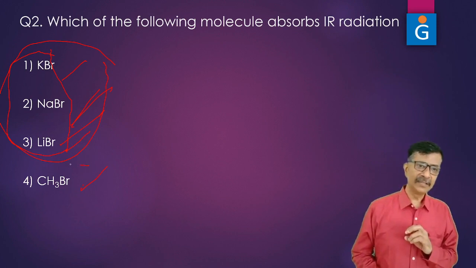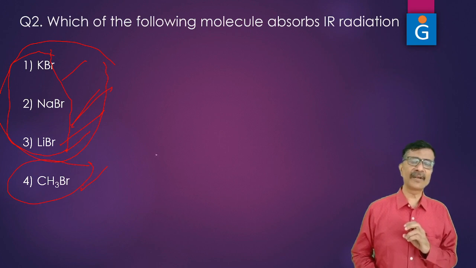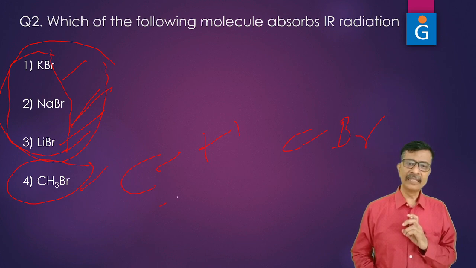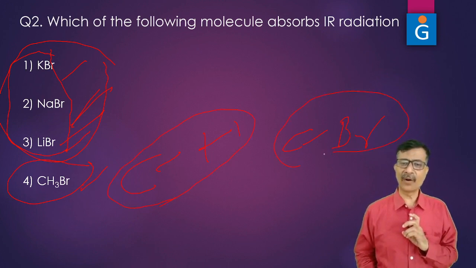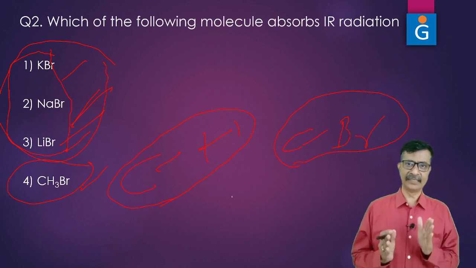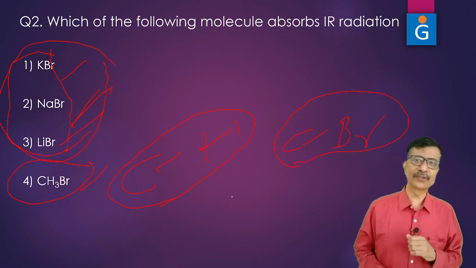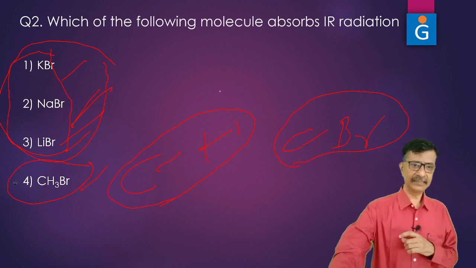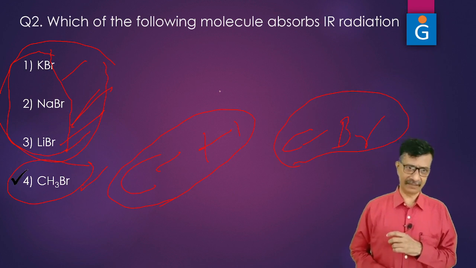But here, methyl bromide, it contains functional groups. It contains bonds like C-H, C-Br, like this. Because these functional groups, these particular bonds have some natural vibrational frequency, and they can absorb the IR radiation. So the answer is CH3Br.